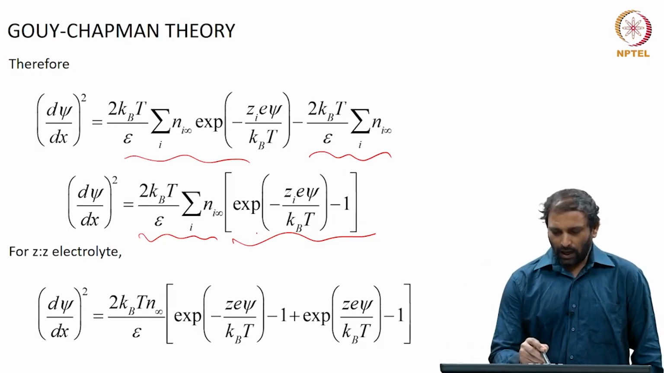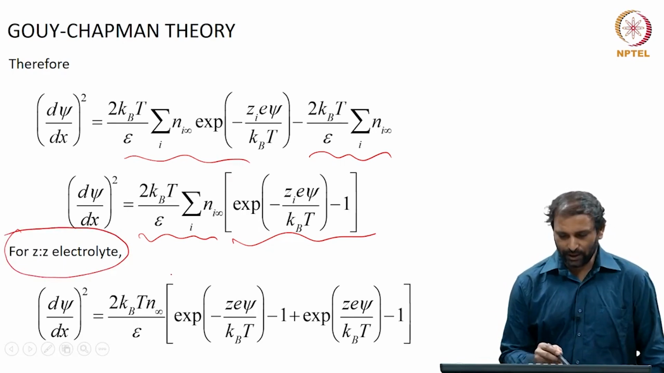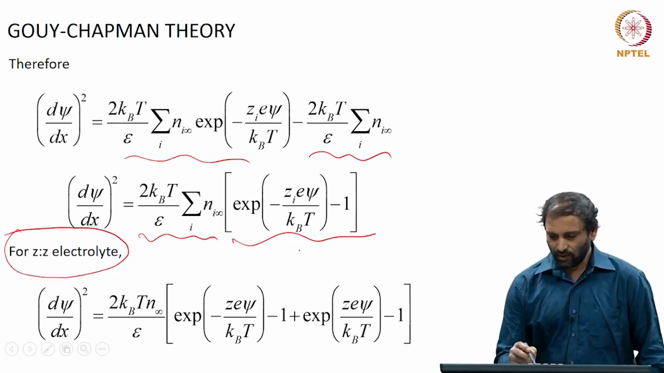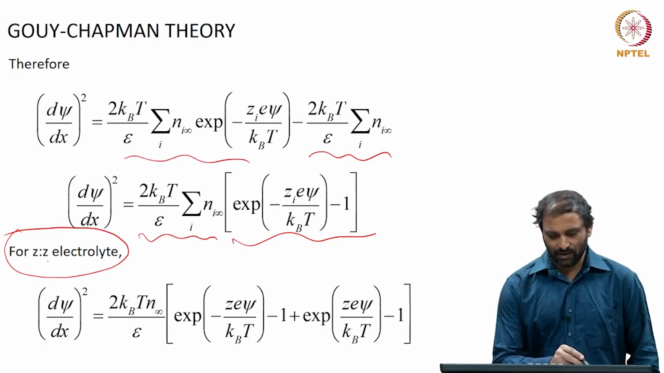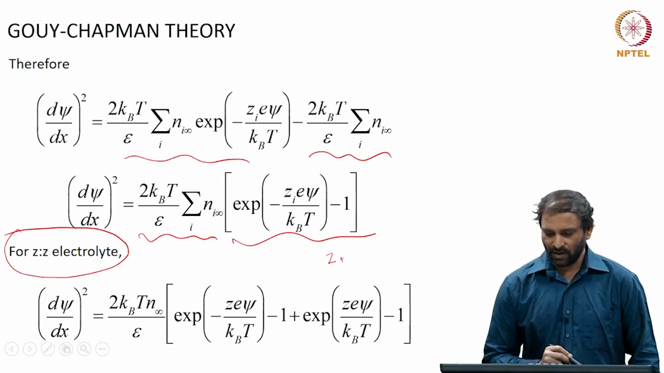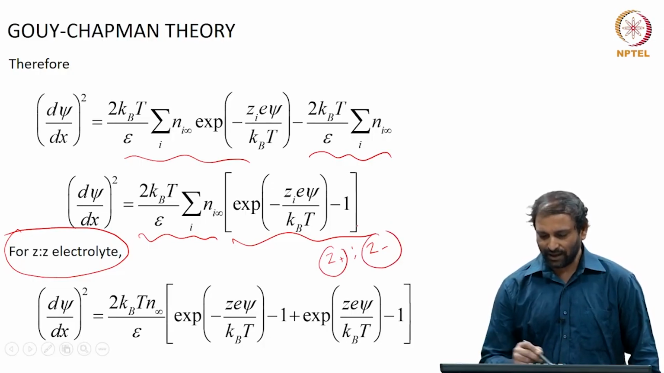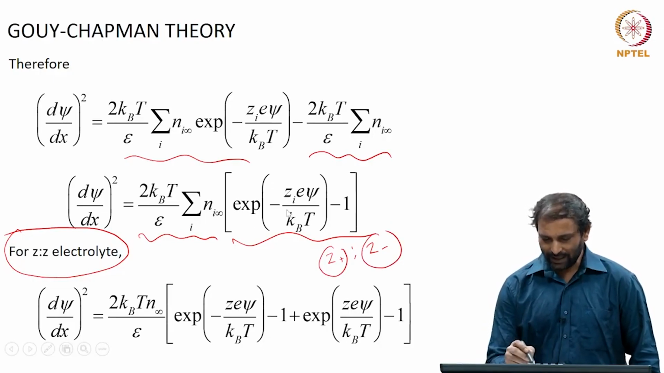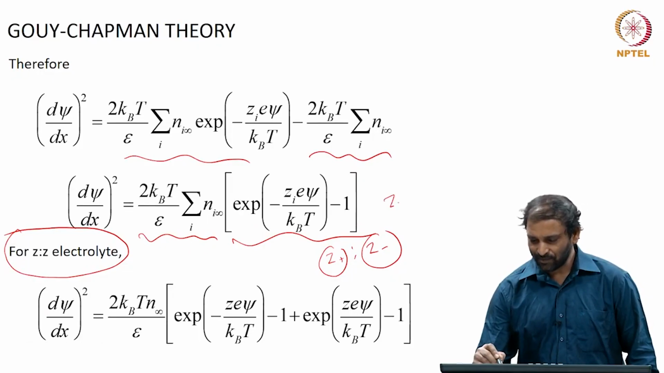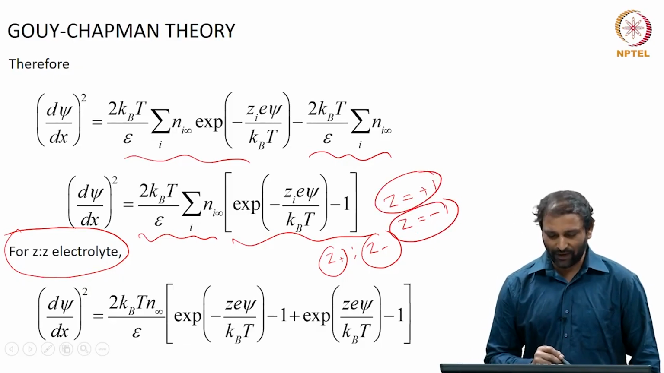Now, I can simplify, because we are considering a specific case of a Z:Z electrolyte. Whenever we have a Z:Z electrolyte, there are going to be Z plus and Z minus type of ions. Because we are taking a symmetric electrolyte case, wherever I have z_i, I can substitute plus 1 as well as minus 1, so that I account for both the co-ions and the counter ions in the solution.